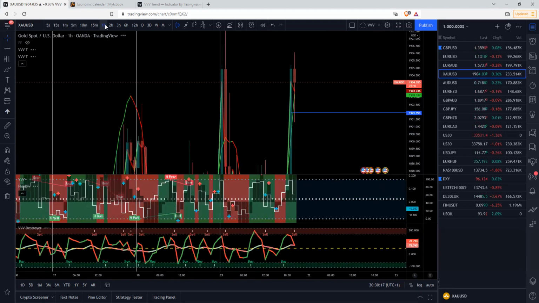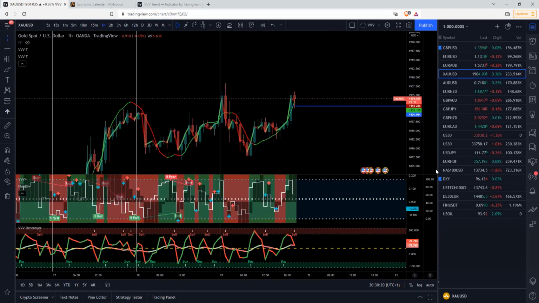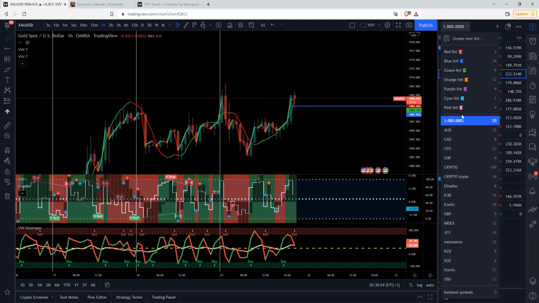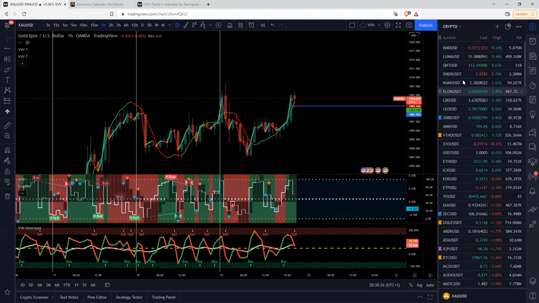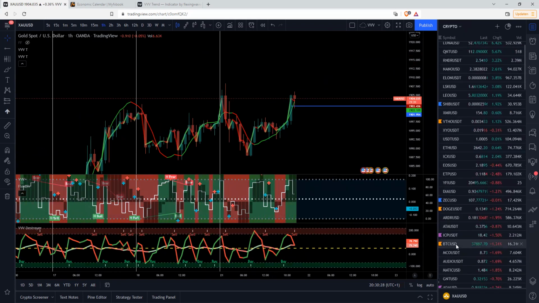Yeah, I saw also trades from Java in the group. It was also amazing on Bitcoin. Actually, he catched the move up and the move down.